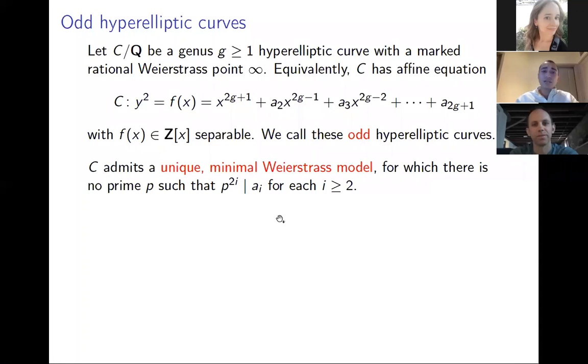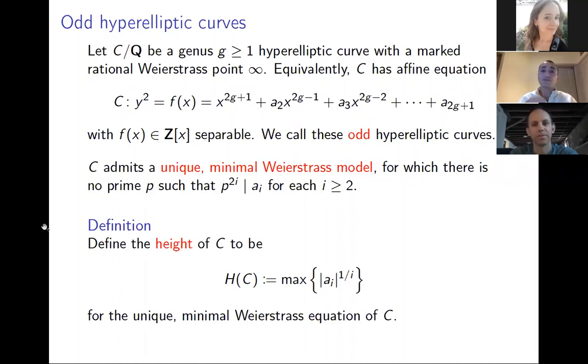And so we can impose a minimal unique Weierstrass model, which is a model for the curve, or an equation, where the coefficients satisfy certain divisibility conditions related to primes. Since we have this unique minimal Weierstrass model, we can order the hyperelliptic curves, which gives us a way to study them in a family. So we say that for an odd hyperelliptic curve, the height of C is the max of the absolute value of the coefficients, where for the coefficient a_i, we raise that to the power 1 over i. This is really because you consider things in a kind of weighted projective space, but we take this height for the unique minimal Weierstrass equation. So whenever we talk about hyperelliptic curves ordered by height, this is the height we're referring to.